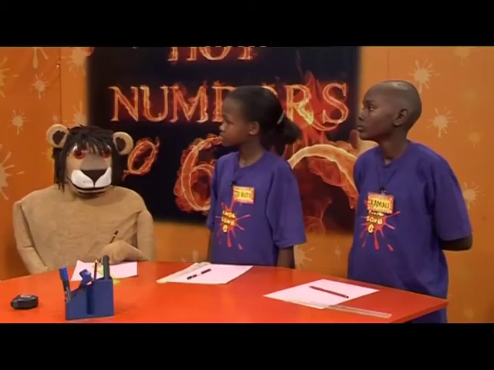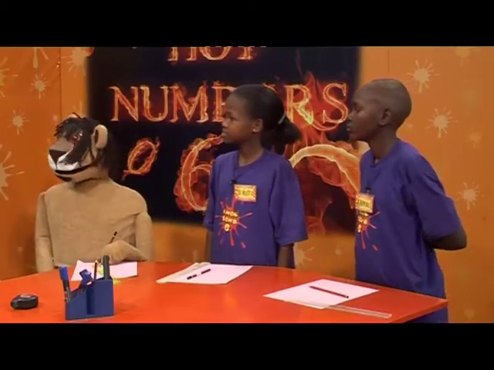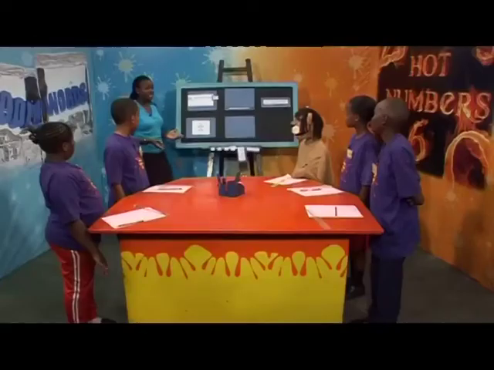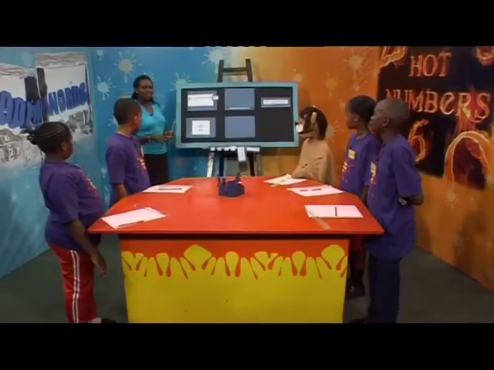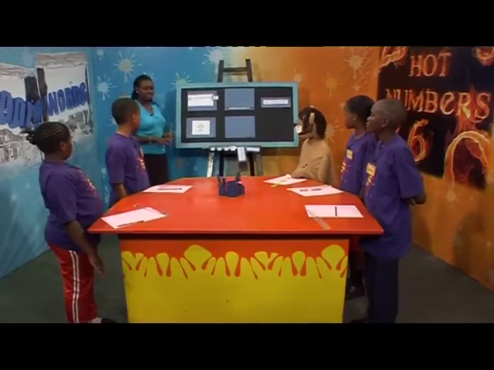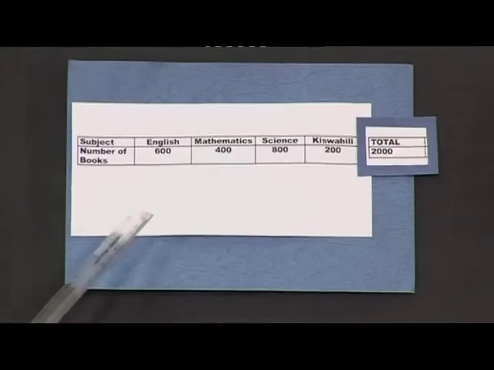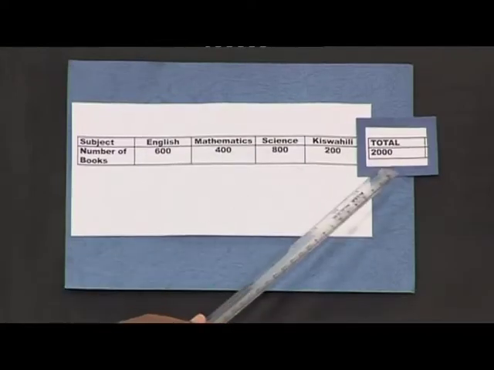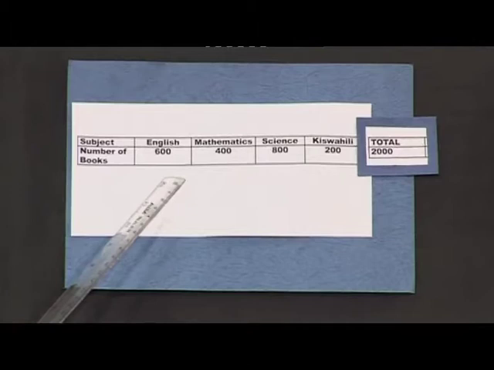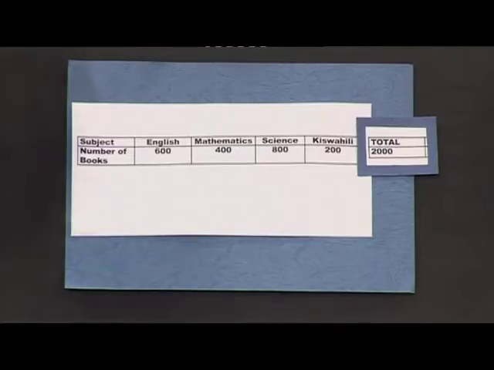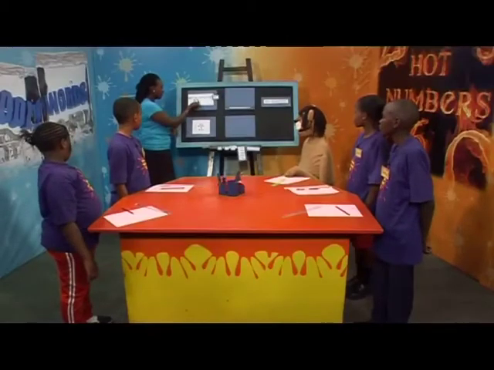But of this circle, there is a fraction that is made up entirely of English books, one of science books, math books, and so on. We therefore need to find out the measure of this fraction for all the different book subjects. From the table, we know that 600 of the 2,000 books are English books. As a fraction, that would be 600 over 2,000. When we simplify that, it becomes 3 over 10.